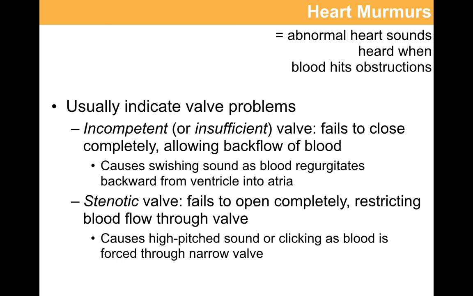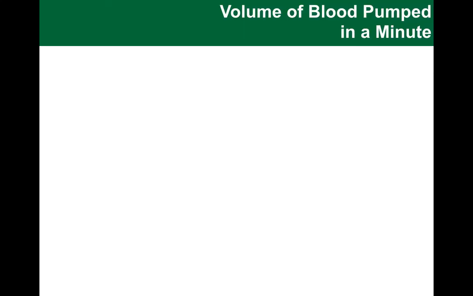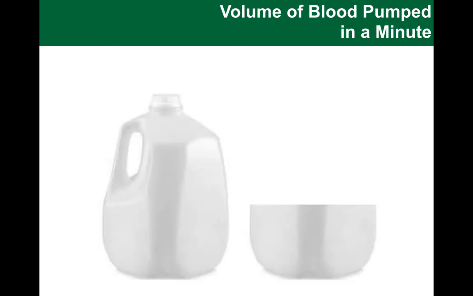Now, let's finish by considering just a little bit about the volumes of blood pumped by the heart. How much blood do you think that each ventricle pumps out in a minute in a typical person? Well, the correct answer would be about 5.25 liters. This is about 1.37 fluid gallons for those of you who prefer imperial units.